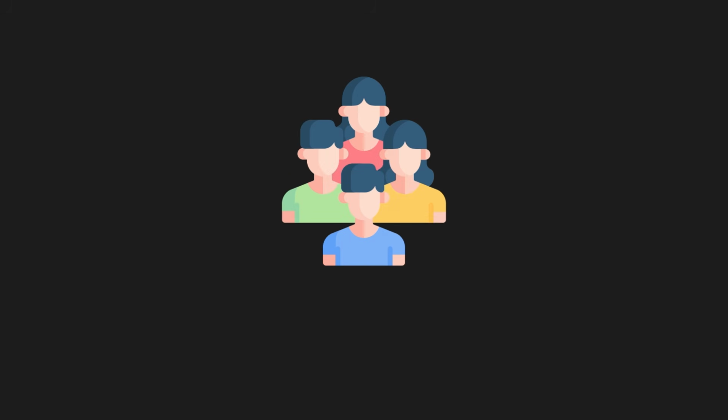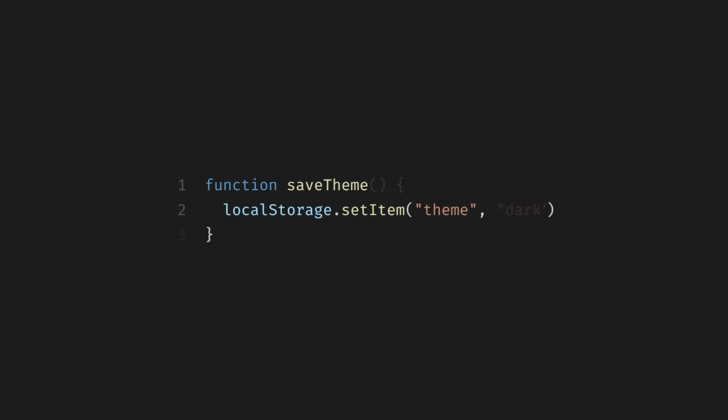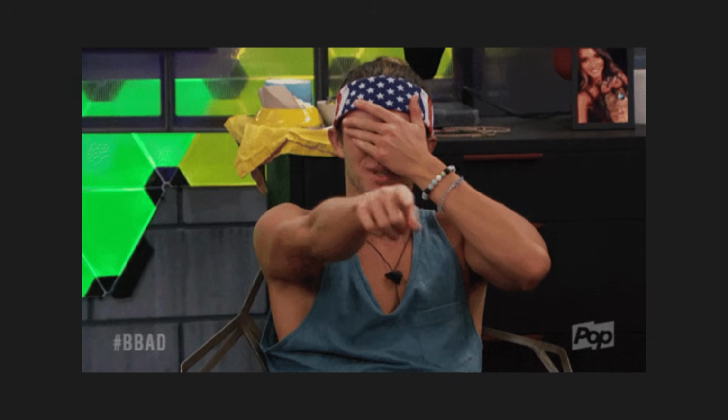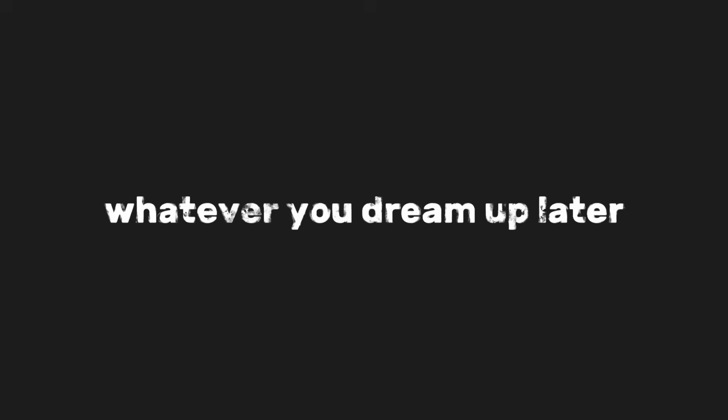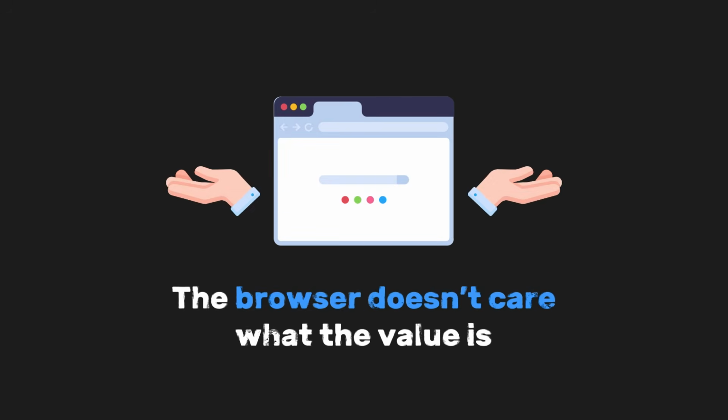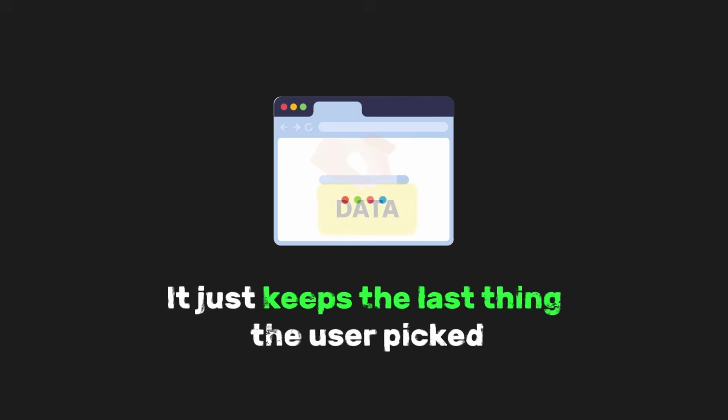But users are human. They change their minds. Morning comes. So instead of forcing dark, we make it adaptable. Now the function takes a parameter called theme. Inside it, we still call localStorage.setItem with the key theme, but the value now comes from that parameter. Whatever the user chooses gets saved. Dark mode, light mode, solarized, whatever you dream up later. The browser doesn't care what the value is. It just keeps the last thing the user picked.